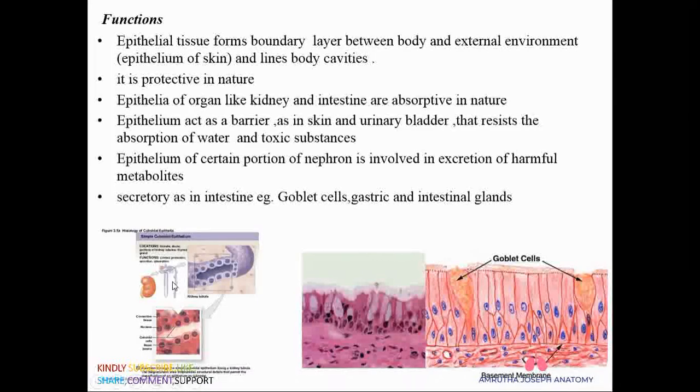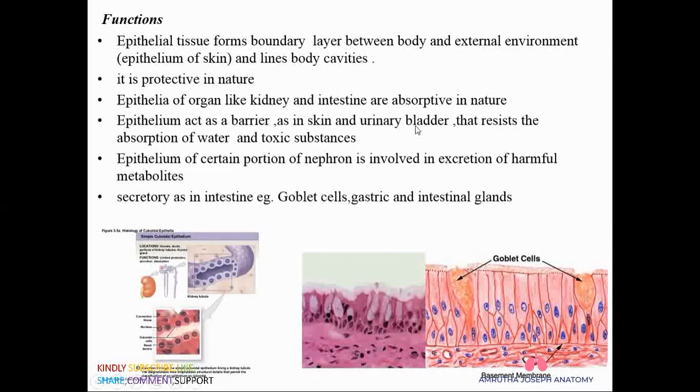It's taken. It's not a cross section. It is a section where you can see the interior of the nephron, the tubules. There are epithelium. There are cells which are lining it. So these epithelium can be seen in the kidney, in the intestine. Now epithelium act as a barrier, like in skin and urinary bladder.